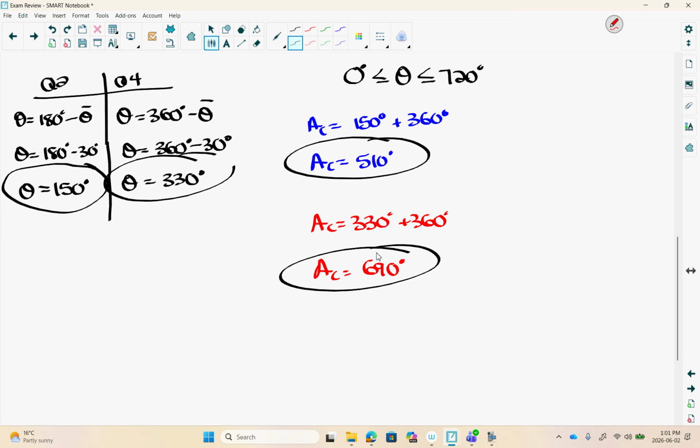Should I add 720? Should I add another rotation, or add 360 again? No, it's going to give me something that's too big. It has to be less than 720. So you can't add 720 to these numbers. That'll give you something bigger. Good with that? That's a trig equation.